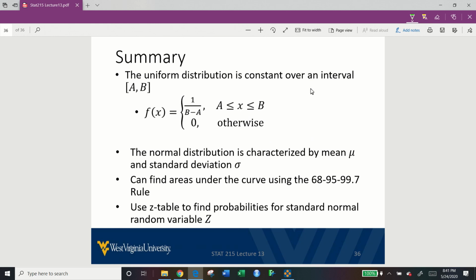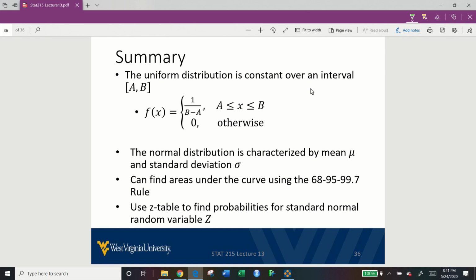Okay, so at this point, let's summarize what we've done so far. I think this was a pretty complicated lecture, especially compared to some of the previous ones. So we are going to stop here, but let's just go over what we've learned. The first thing we talked about was our uniform distribution and how it is constant over our interval from a to b. We learned about its PDF, which is f of x equals 1 over b minus a from a to b, and it's 0 otherwise.